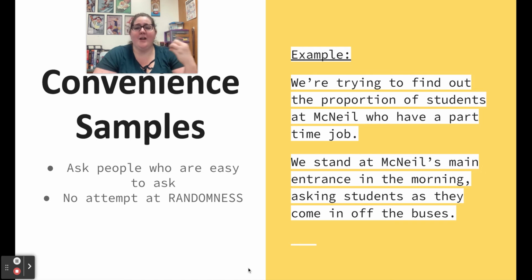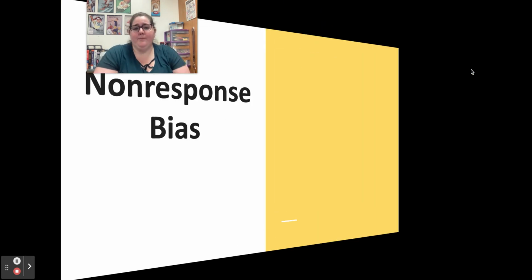So we're getting very varied answers. We're getting answers that are not necessarily representative of all students at McNeil. We're really only getting people who don't drive, and that's going to add bias to our sample.